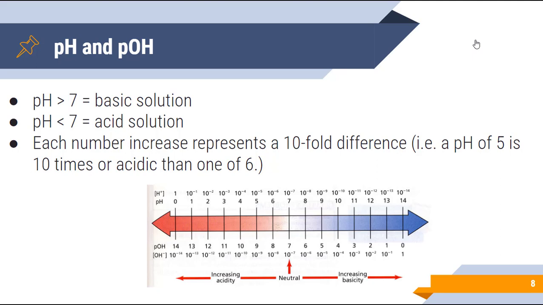Each number increase represents a tenfold difference. And that's really important to understand because this is a logarithmic scale. So for example, something that has a pH of 5 is 10 times more acidic than one of 6. So each time you go a number, it is a tenfold difference. So if I want to know the difference between 6 and 4, I would say that the substance that has the pH of 4 is 100 times more acidic than a pH of 6 because it is a log-based scale. But using the information we just talked about, you can calculate the pH, pOH, OH concentration, and H3O+ concentration of everything we've been looking at.